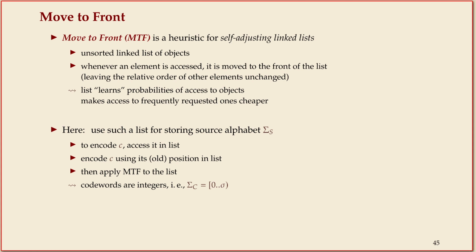What we'll use here is such a self-adjusting linked list for the alphabet. So each character we can treat as an access to this list of all the characters. And then we encode the character with its index, with its offset in this list. How far did you have to travel down the list? And we keep the rule as before.